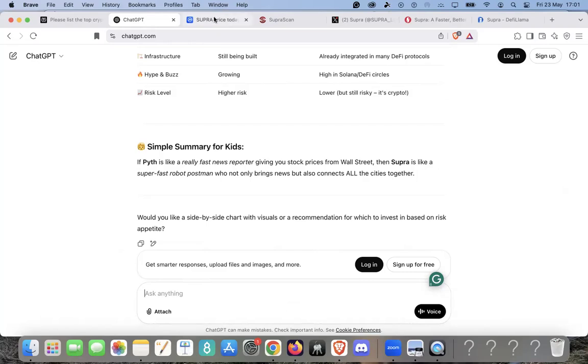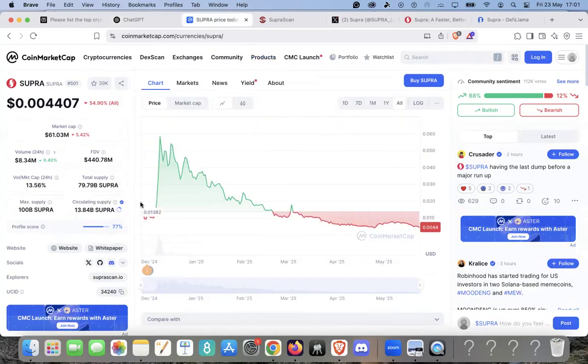So now we move on to here. And what we see is that Supra started trading last year in November at 1 cent, at 0.013 cents. So there you go. And what we see is that it's way down. It's way down from what it was, 1.013 cents.